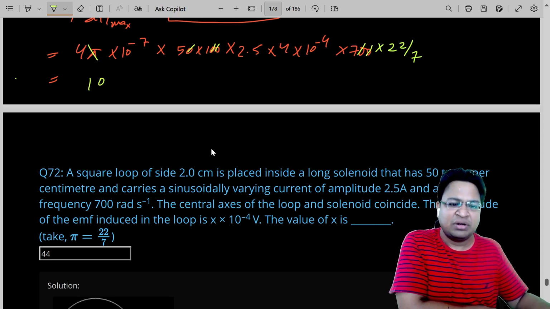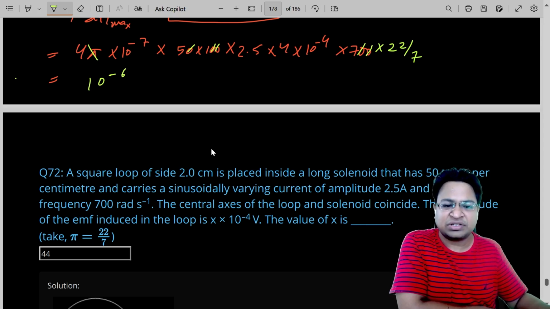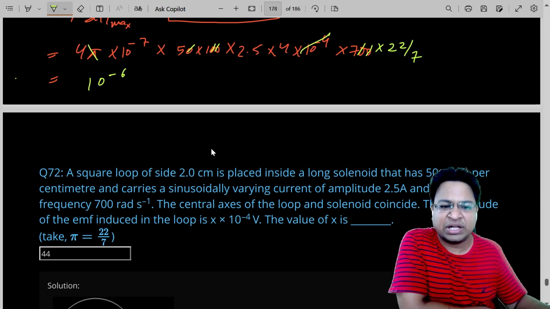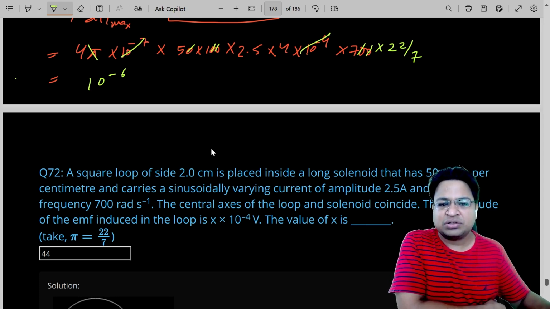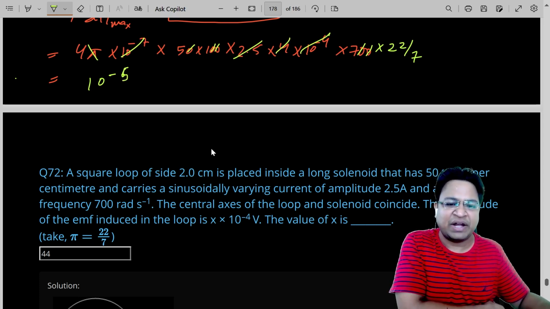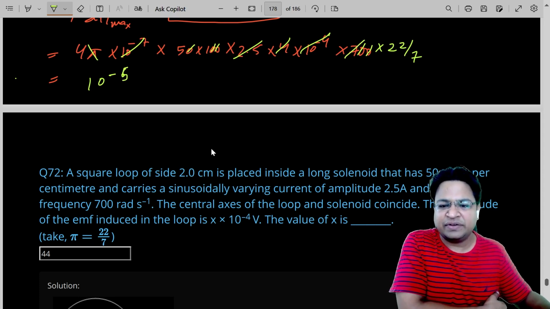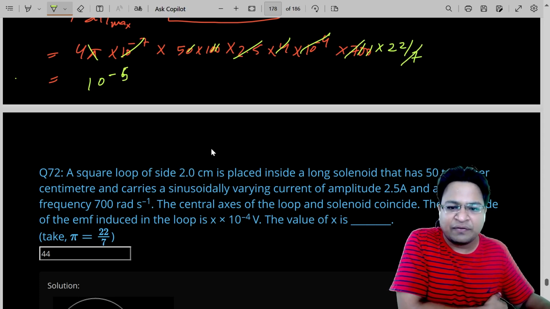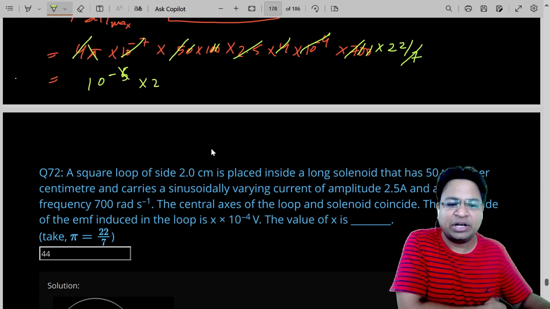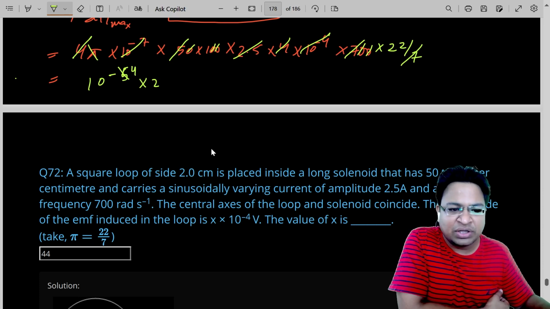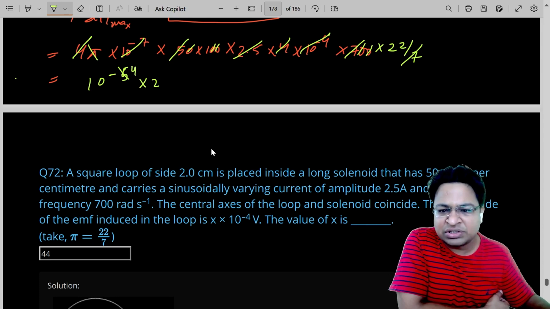So 10 raised to power minus 6. I've adjusted all the zeros that I've removed, and this I've taken care of. Okay, now what else is left? So 4 into 2.5, it's another 10. So let me make it 5. And then this 7 goes with this 7. 4 into 5 is 20. Let me leave the 2 here and let me make this as 4. Now is there anything else? This 22 is left.